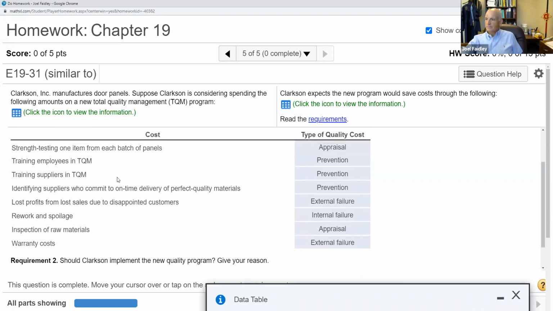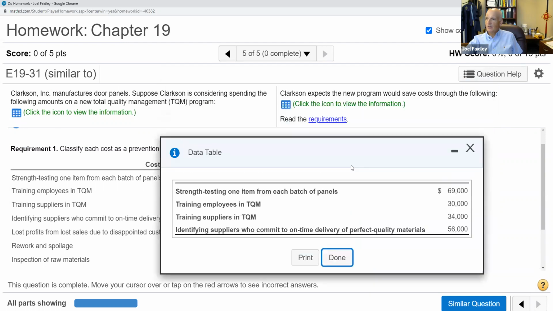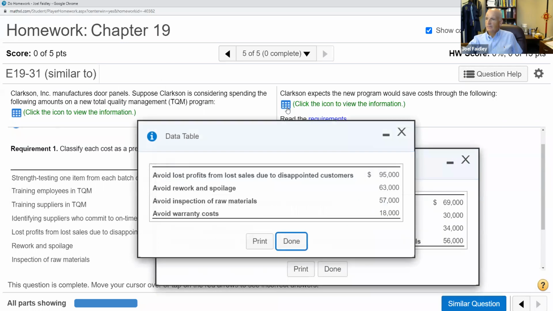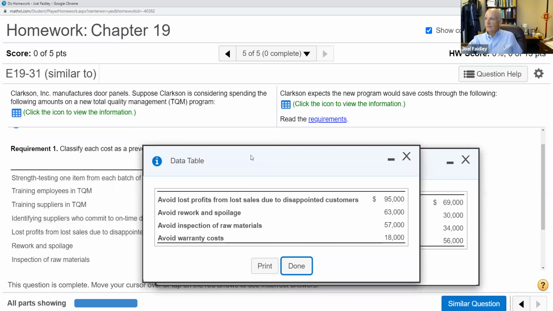Cost of implementing. So there we've got strength testing, 69,000, training employees and TQM, total quality management, 30, training suppliers, right? Identifying suppliers who commit to on-time delivery of perfect quality materials, 56. So there's your cost. What else is up here? The cost avoidance. So that's how much we're going to avoid by implementing this particular spending program. So there's our spending that we want to do, and that's what we're going to save.